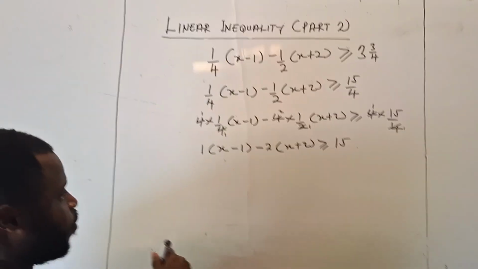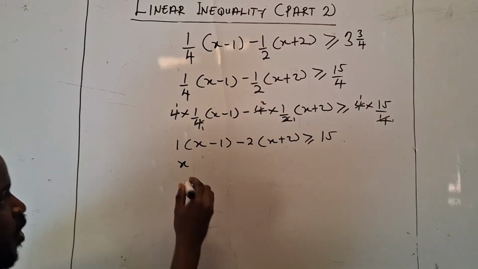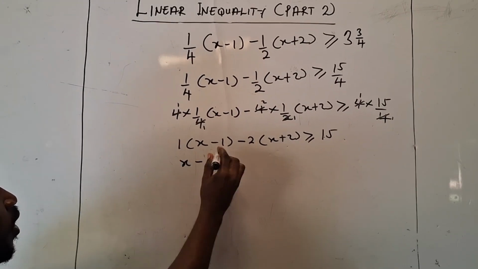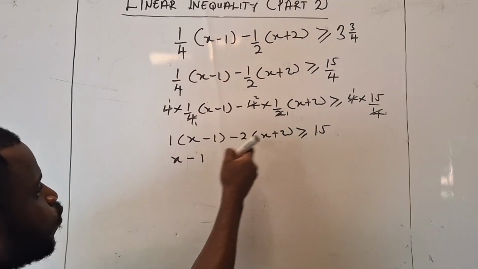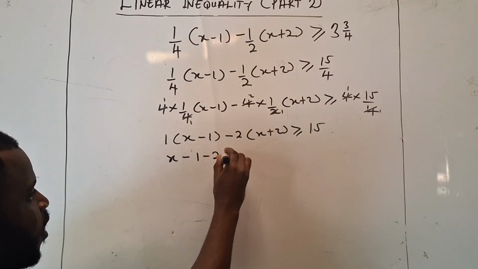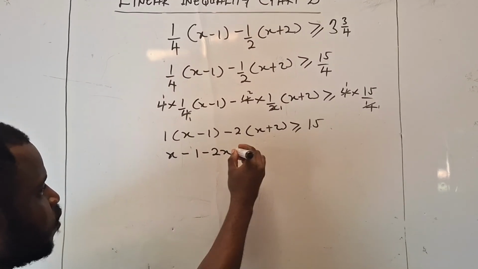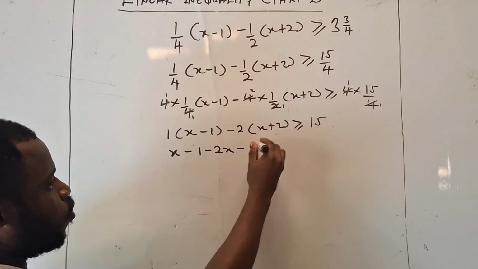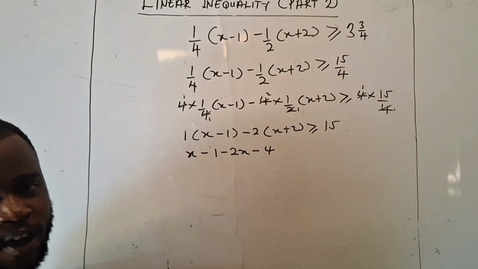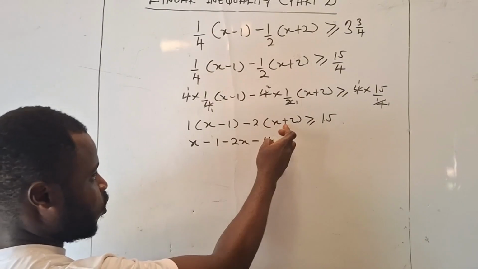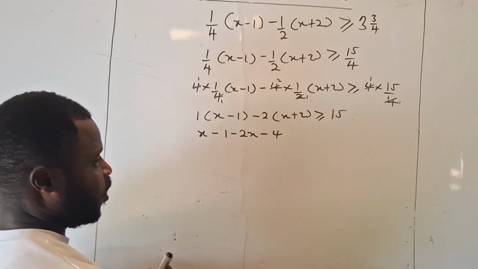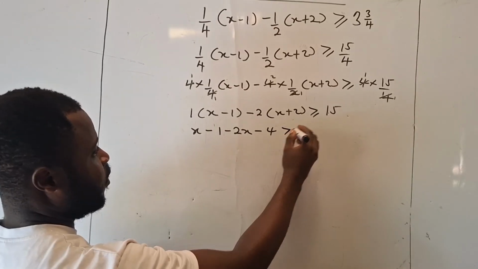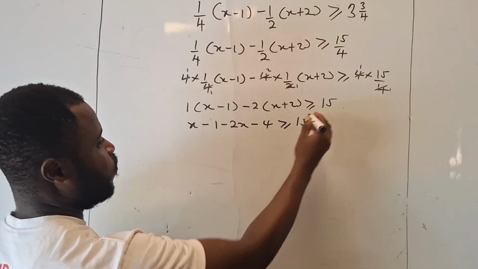Now we are going to open the bracket. 1 times x is x or 1x. Then minus 1 times 1, minus 1. Negative 2 times x will be negative 2x. Negative times positive will be negative. Then 2 times 2 is 4. Opening the bracket, be very careful. If here was negative, that is going to be positive. Yes, so we have greater than or equal to 15.